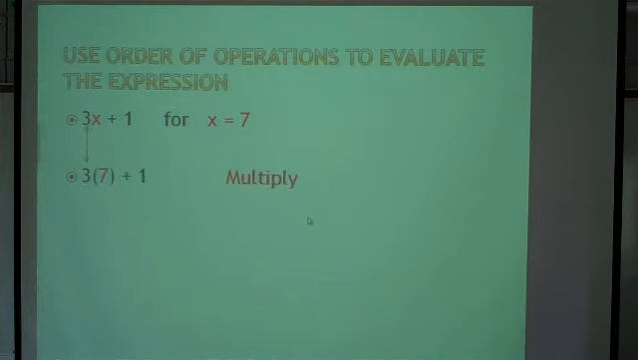So we're going to substitute the 7 for the x. We're going to multiply first, 3 times 7, and then we're going to add the 1. 21 plus 1, and that would give us 22. This is just getting us ready to solve algebraic equations.